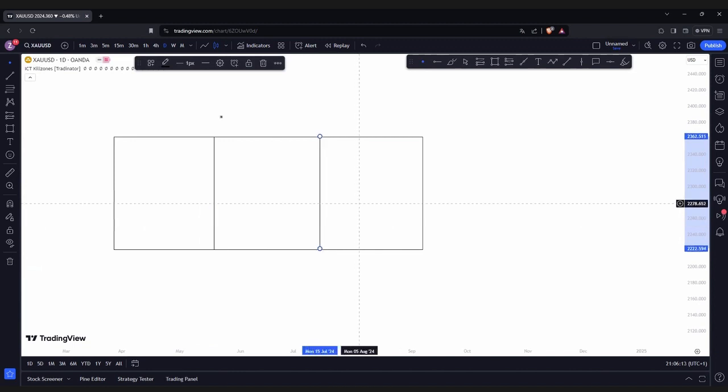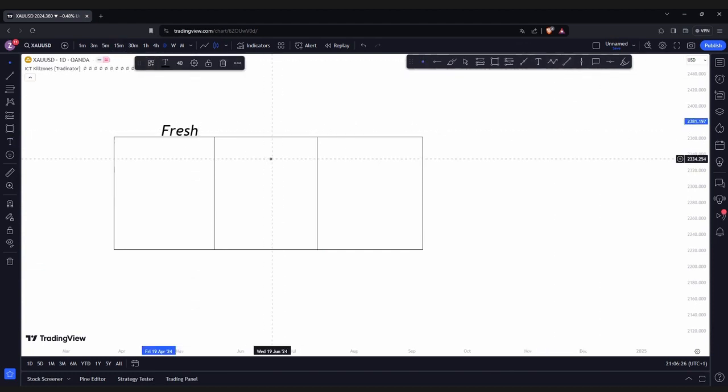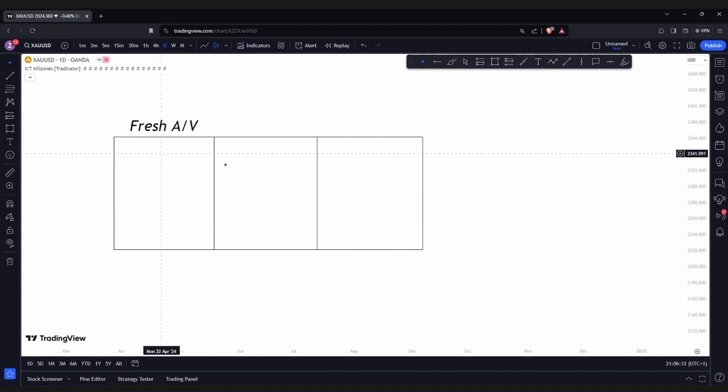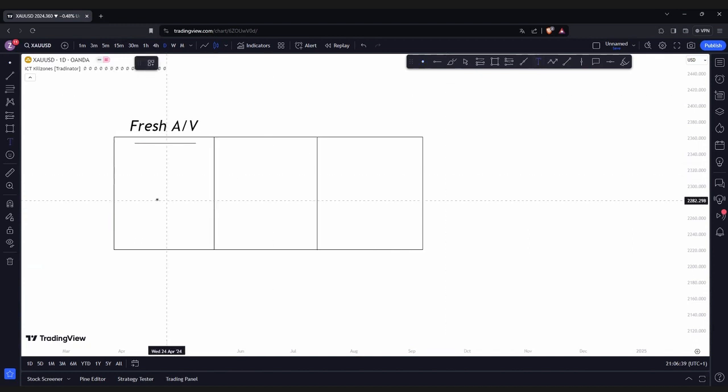Here on the left, you're going to pick a time frame that is lower than H4, down until M15 max, and it is your fresh AV level. Fresh AV level, simply that. What you're going to do is pick a fresh AV on this time frame. Now this time frame does not matter. Now give me a time frame, guys. H4, H1, M30, M15. Give me any right here.